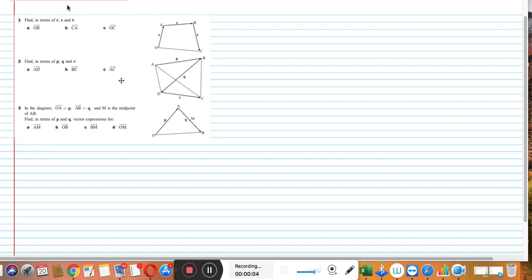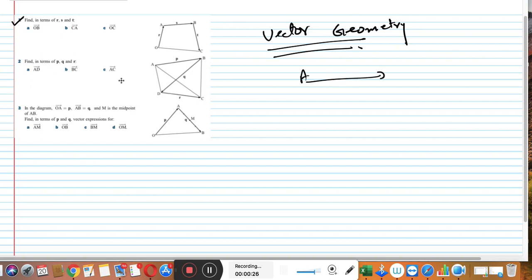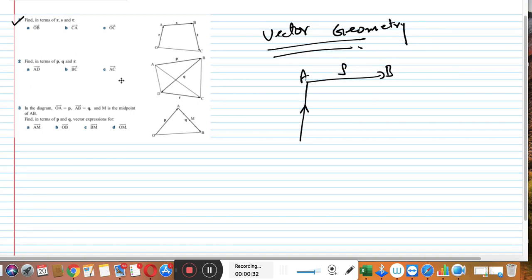Hello friends, today we are going to understand the concept of vector geometry. Now, for example, question number 1 I'm taking. The shape is given as A, B, and this AB is S, this is R, O, C, and this is your T given.